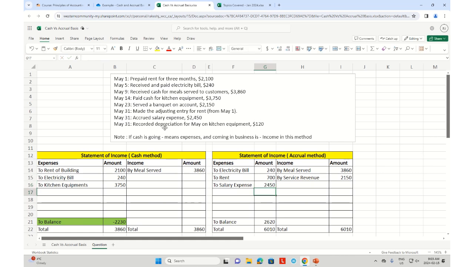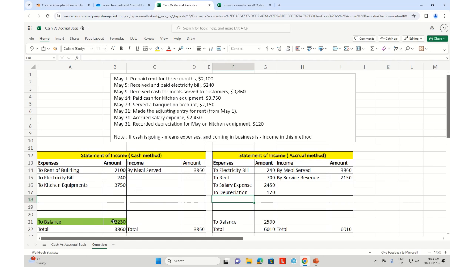Now we have recorded depreciation for May on kitchen equipment, 120. So this is the depreciation. So it means that the cash basis of accounting and the accrual basis of accounting have different answers.